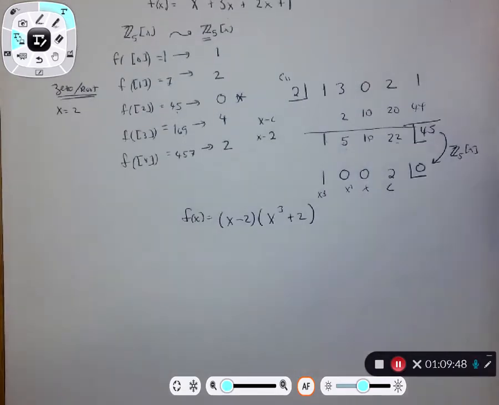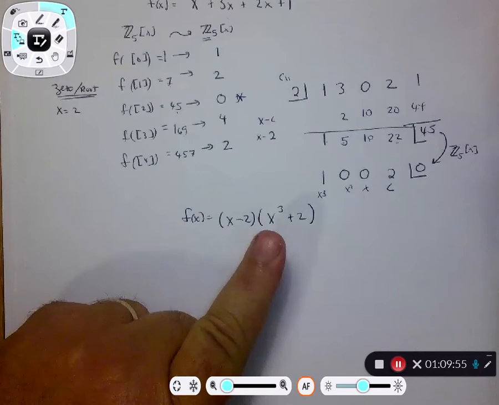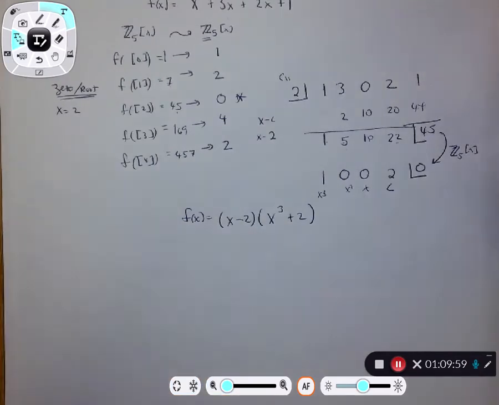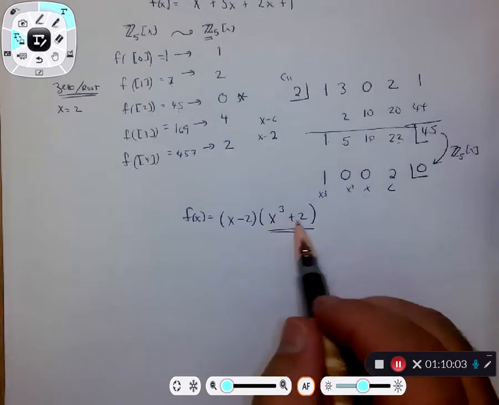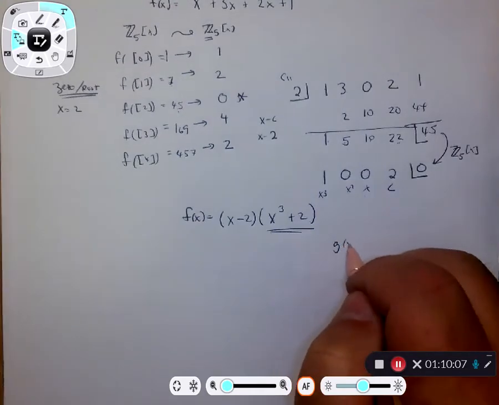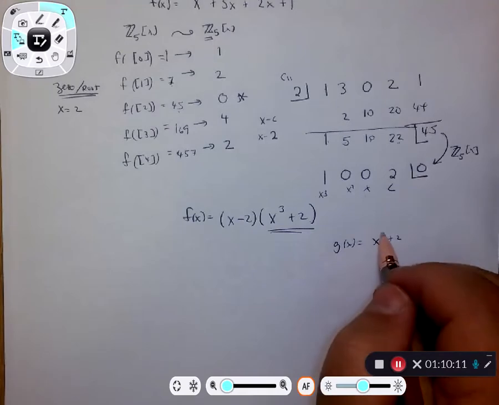Now, are we done reducing this guy? I don't know. Because I could have double roots. But if I'm going to have any other factors, they come from this x cubed plus 2. So I'm going to call that guy a different function. G of x is equal to x cubed plus 2. And then I'm going to double check them again.